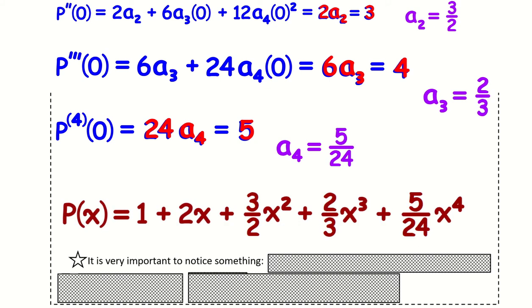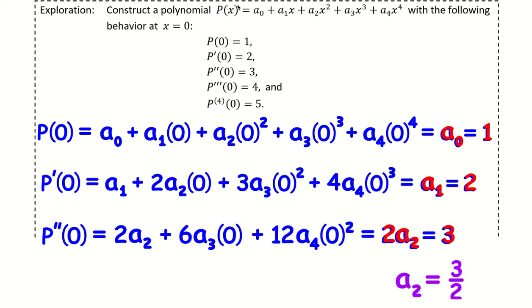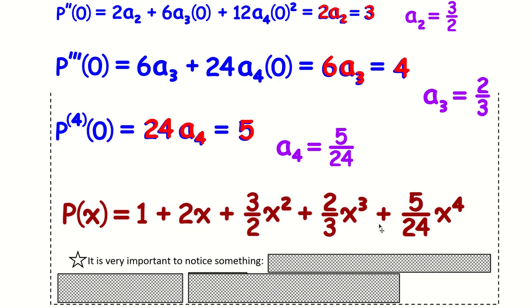And so when you put everything we found back into this original polynomial of degree 4, right? We're just plugging in everything we know to here, and we get this: 1 plus 2x plus 3/2 x squared plus 2/3 x to the third plus 5/24 x to the fourth. And so this was an exploration, and there was a punchline. What was the point of doing all of that?